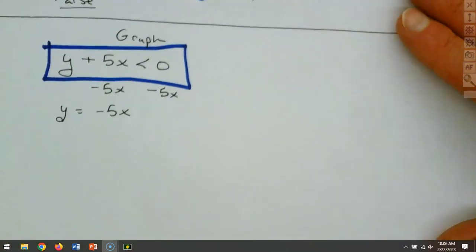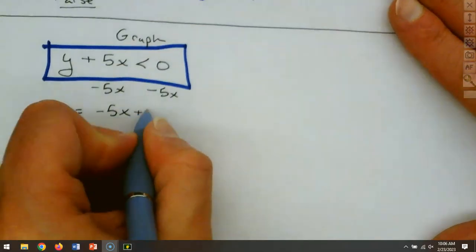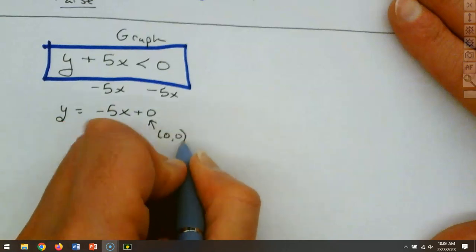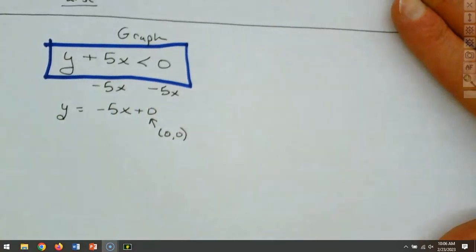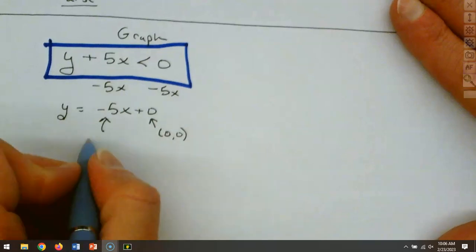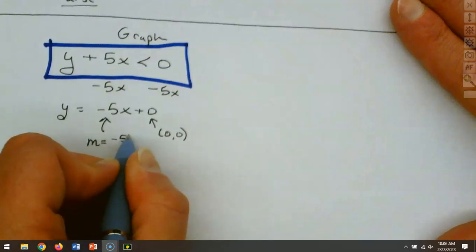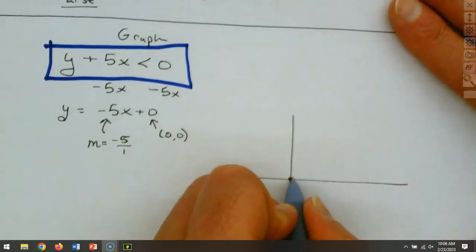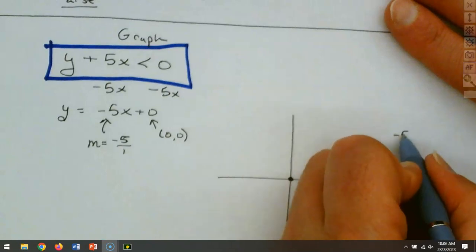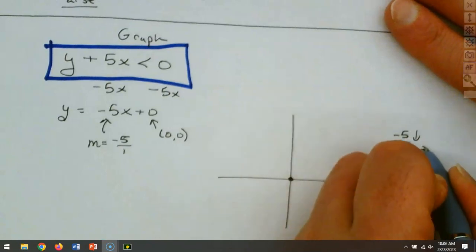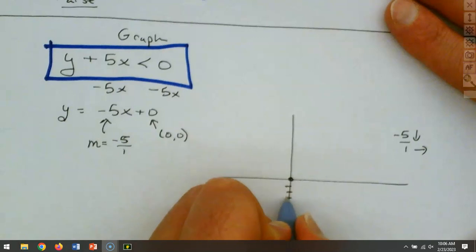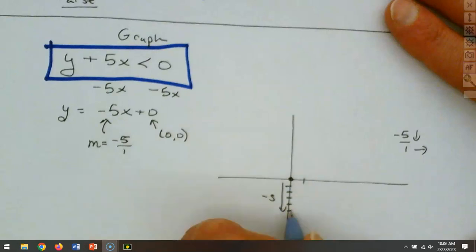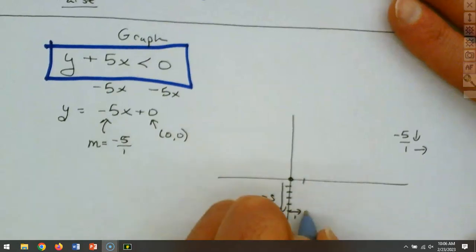Now, if I was going to graph this, there's no number on the end, so that's like having a plus 0. So that would make 0, 0 the starting point. Our slope is a negative 5, so m equals negative 5 over 1. We're going to start at 0, 0, and with negative 5 over 1, we go down 5 units and over 1, and make our new dot.